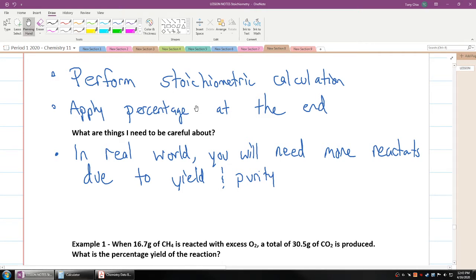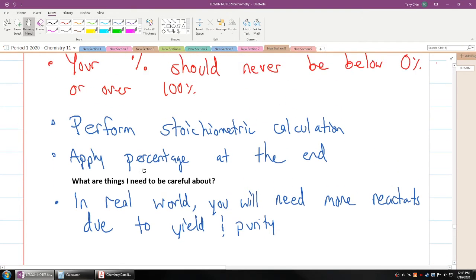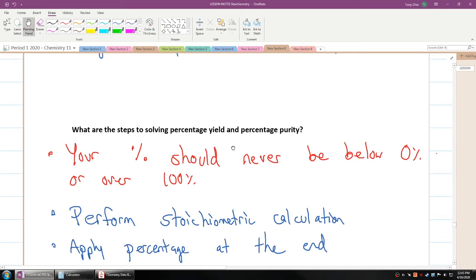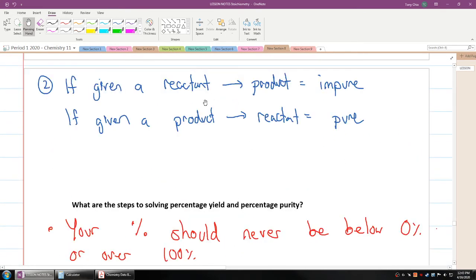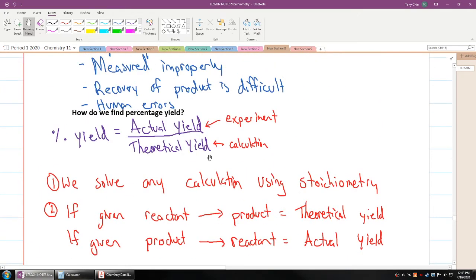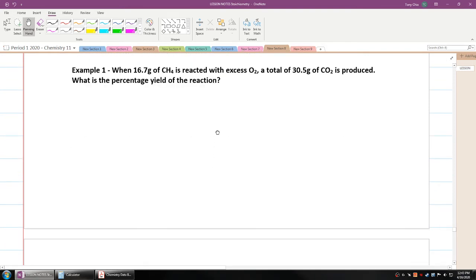And to find the amount you need, you divide your theoretical yield by your percentage yield. Or to find actual pure substance, again, you divide by your percentage purity to find how much product you actually need. So this just means, what do you do if you were given percentage and you want to find one of these, your pure or impure, or your actual or theoretical. So let's practice these using these examples.